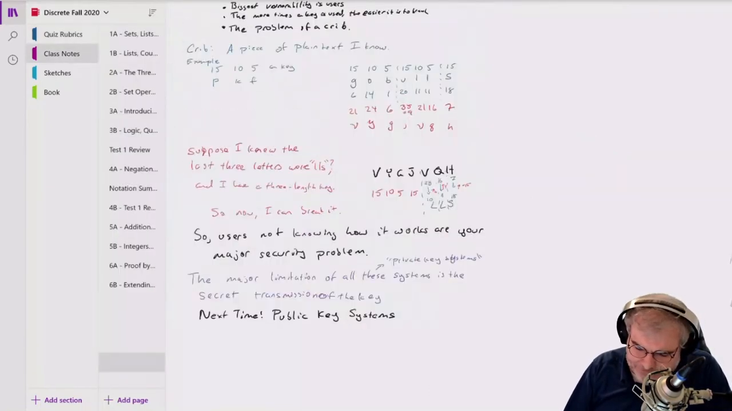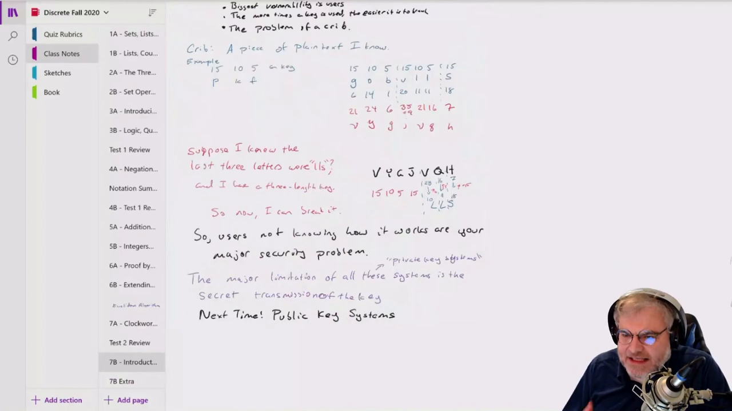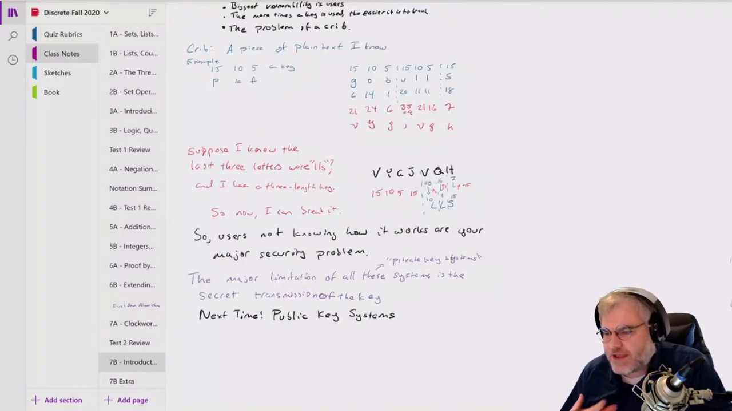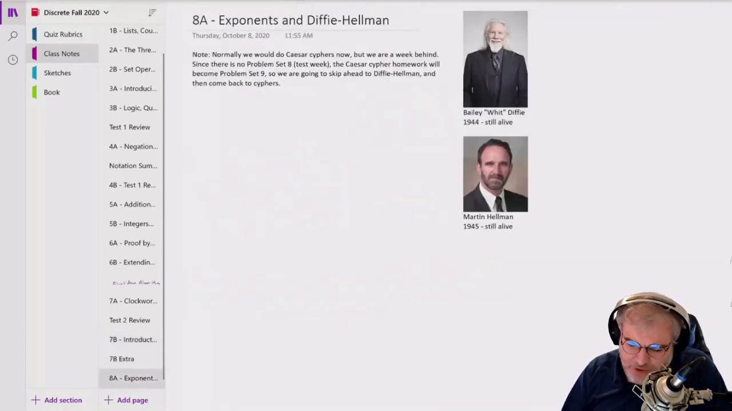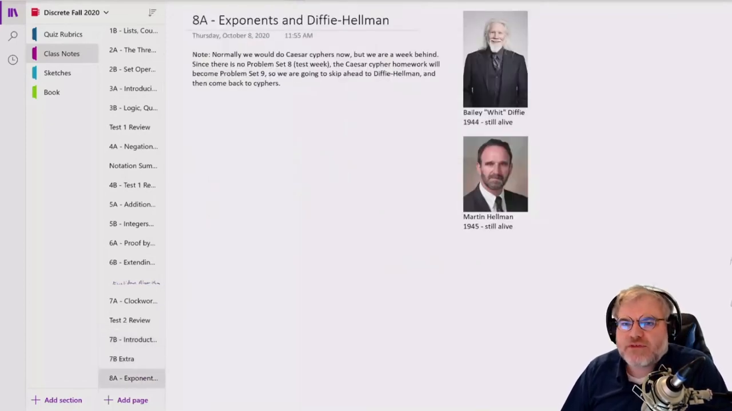But as I said, the big problem is we have to find a way to share a key. And that's what we're going to talk about now. In order to do this, we're going to talk about the Diffie-Hellman algorithm, and the point of the Diffie-Hellman algorithm, when I can get to it.